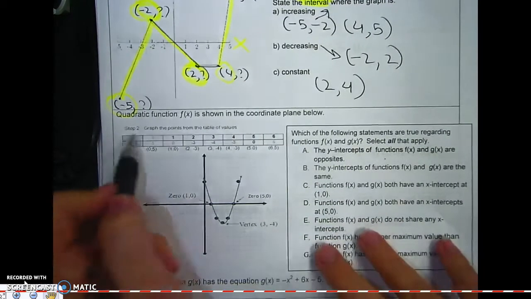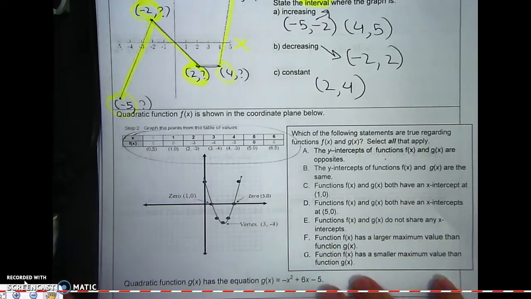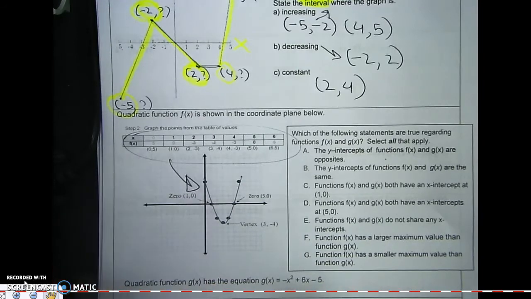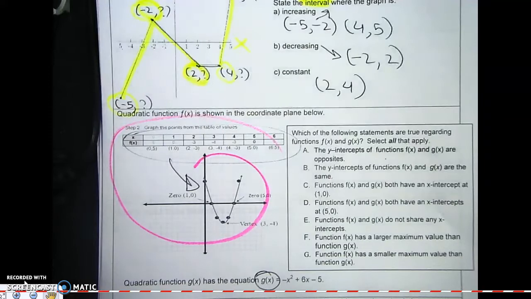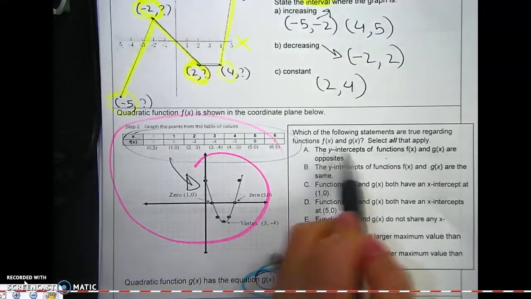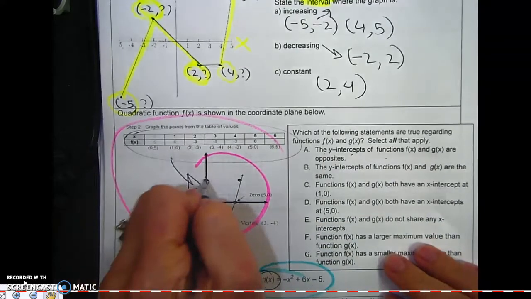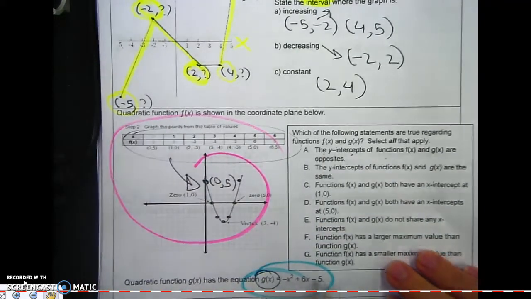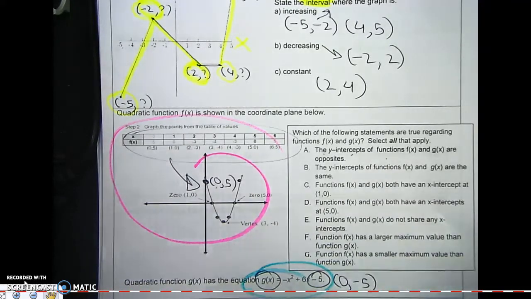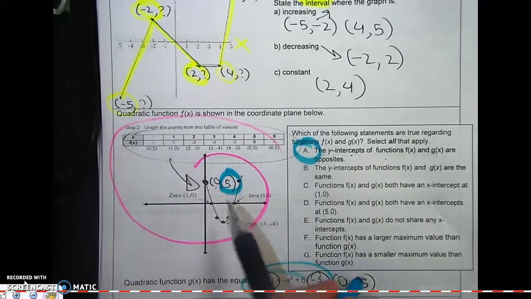Okay, so let's look at this next one. It looks like all these points are shown in this graph. Let's make sure. Okay, right here. And then they told us g of x. So I have one graph that they're asking about f of x, and then I have another graph they're asking about g of x. So it says the y-intercepts are opposites. Okay, let me figure out the y-intercept. The y-intercept of this one is (0, 5). Remember, it's the last number. The y-intercept of that one is -5. So I'm going to circle A because, yes, they are opposites, which means they aren't the same.